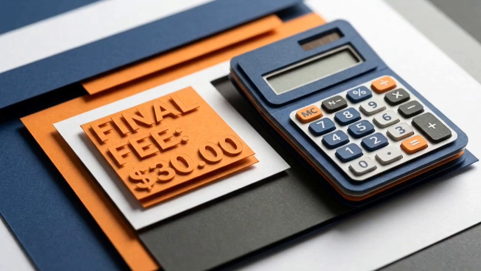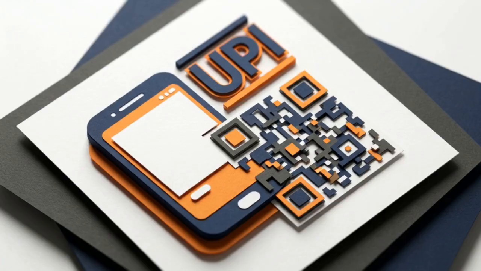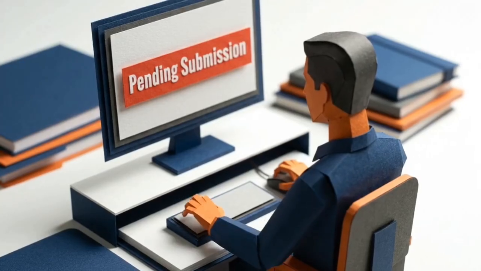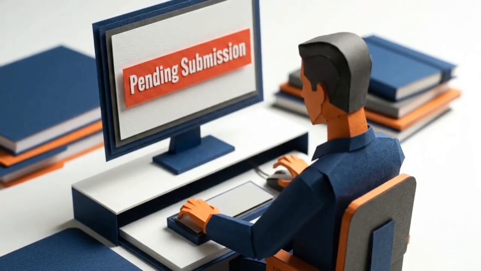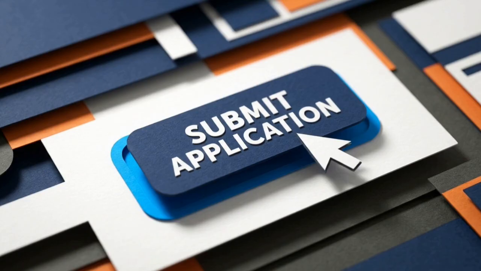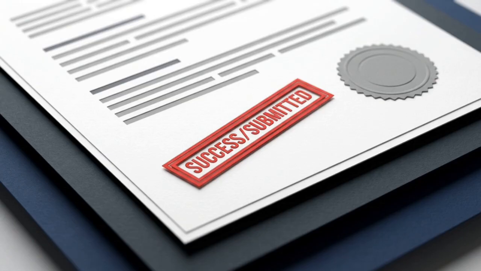Now proceed to the payment gateway. The portal automatically calculates your fee based on your category. You can process this via UPI, a debit card, or net banking. Right here is where many students fall into the submission trap. Processing your payment does not automatically submit your application. Your application process remains incomplete until you return to the main portal after payment and manually click the final Submit button. Once you hit Submit, the system will generate this confirmation page PDF.